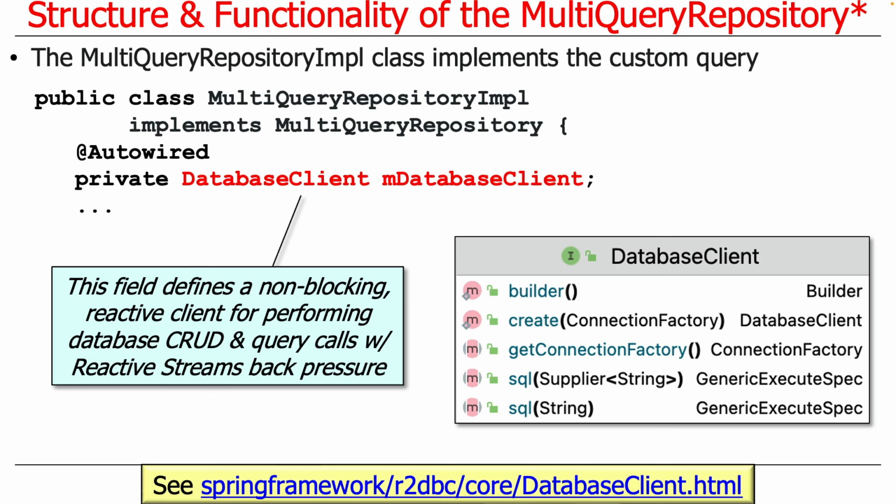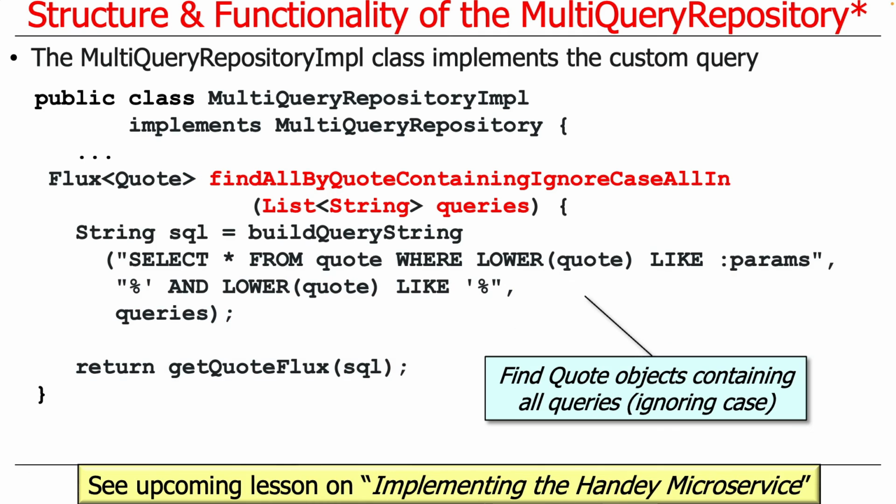The implementation uses something called a database client. With the JPA version of this stuff, which is what we used for assignment 2B, that used an entity manager. Now we're using a database client, which is very similar to the entity manager. It's just something that will work with non-blocking reactive code to perform the CRUD and query calls. And it also supports reactive streams and back pressure and all this other good stuff. We'll actually see this get used when we look through the code in detail.